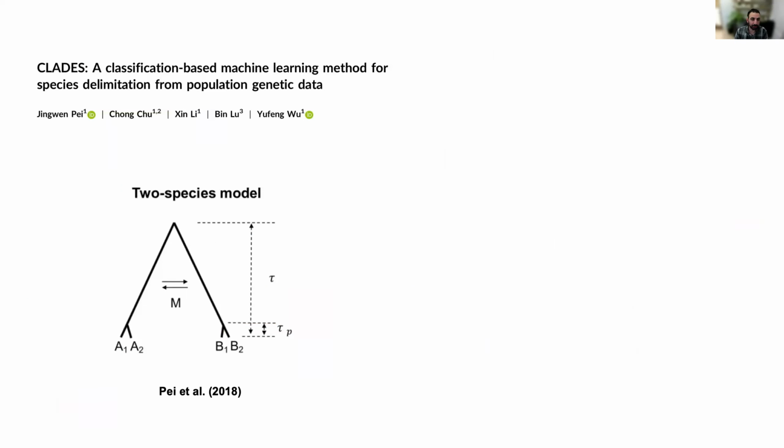So a few years ago, this program came out called CLADES. This is a supervised machine learning approach. It's called a support vector machine learning algorithm. And this algorithm attempts to classify different sequences as either the same or different species. Now, this uses a training data set.